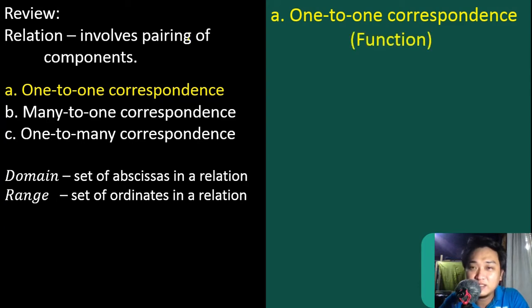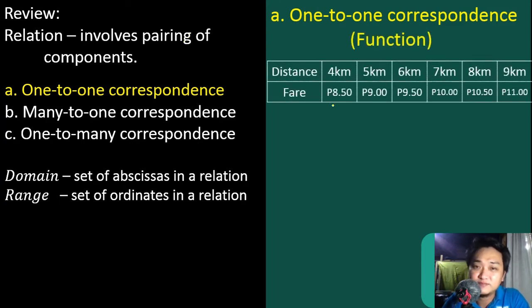Bigay tayo ng halimbawa ng one-to-one correspondence. Kunyari, pamasahe. So, we have here a data that tells us the distance traveled and the cost of fare for that distance. So if we travel let's say 4 kilometers, that is 8.50. If we travel further 5 kilometers, that will cost us 9 pesos. If we travel 6 kilometers, that will be 9.50. 7, 10 pesos, and so on and so forth.